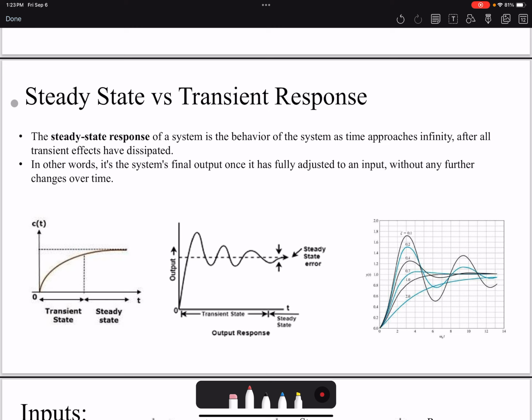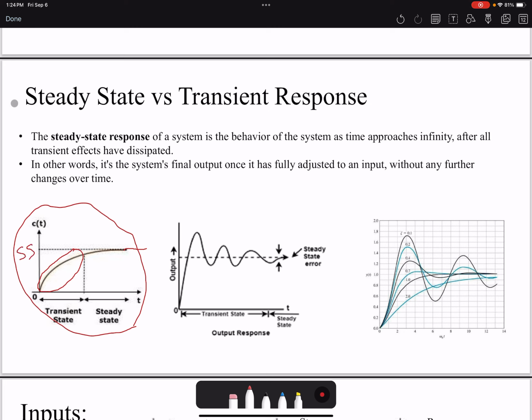In steady state response, we are looking at the behavior of the system after the time approaches infinity, or after a very long time. Basically, any transient effects have dissipated and our system has fully adjusted to the input. If you look at the first example here, you can see we have some transient response at the very beginning, and after a very long time, we reach this plateau. We call this the steady state.